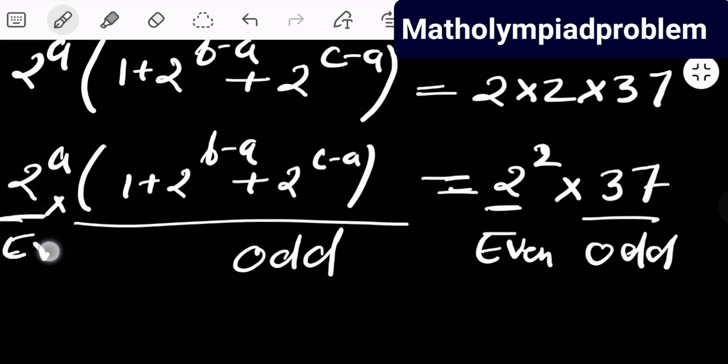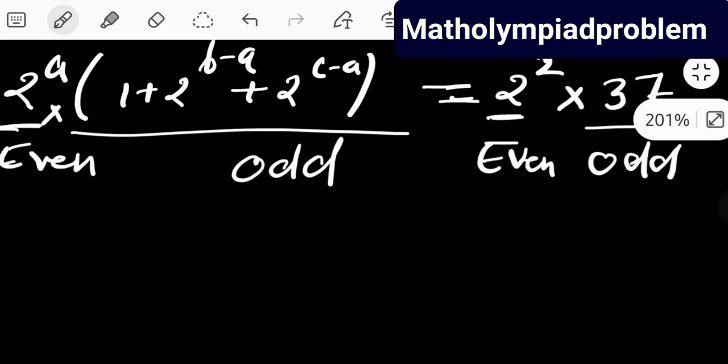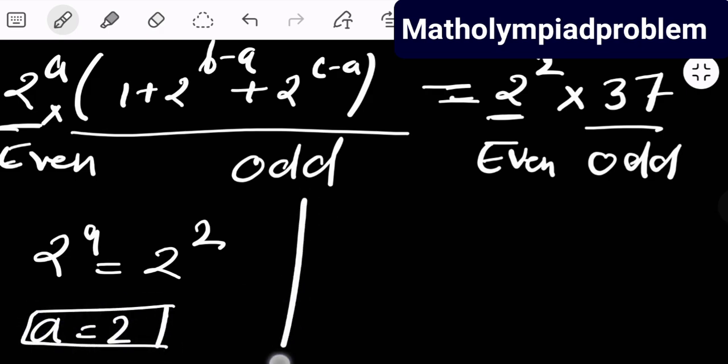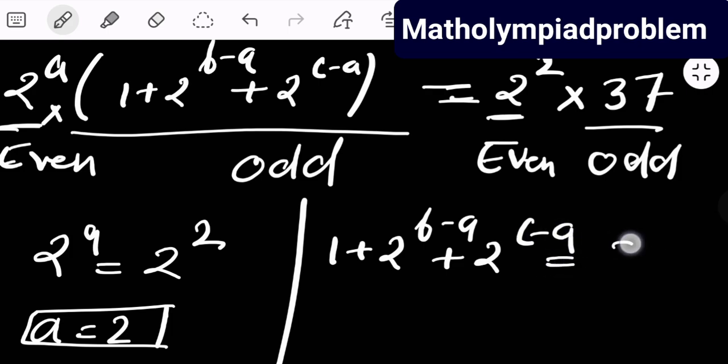Because 2 raised to a is always even, now compare both. It means even, 2 raised to a is 2 raised to 2. So a is what? When bases are the same, a equals 2, the first value we get. Now this part, 1 plus 2 raised to b minus a plus 2 raised to c minus a, is 37. I hope you all understand this.